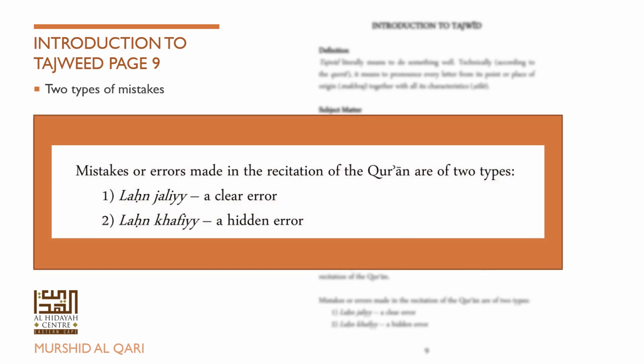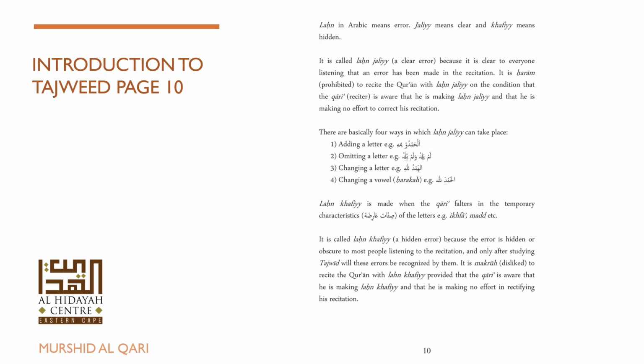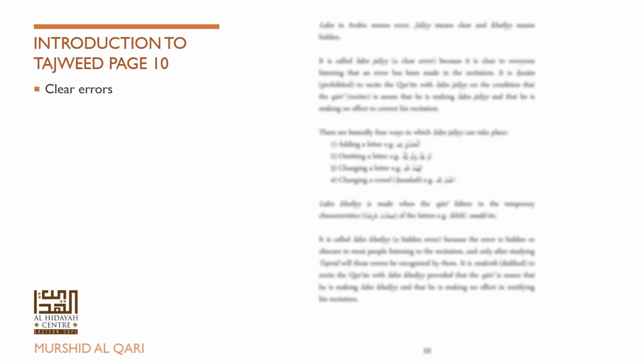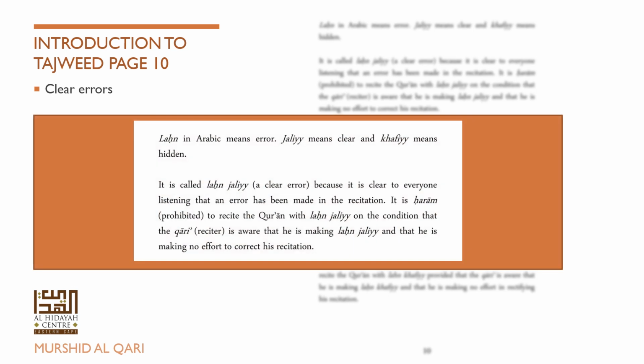So mistakes or errors made in the recitation of the Quran are of two types. Lahan jali, a clear error. Lahan khafi, a hidden error. Lahan in Arabic means error. Jali means clear and khafi means hidden.